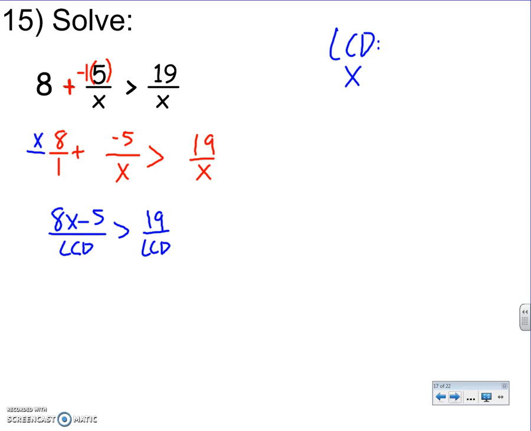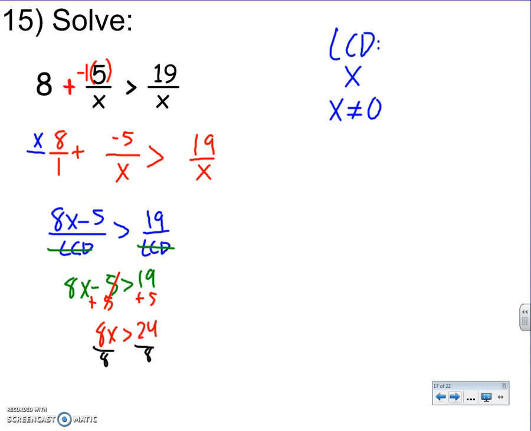Alright, I'm going to get the restrictions out of the way. LCD is just x, so x can't be 0. So now I'm going to ignore the LCD on the bottom and just solve the top. So 8x plus negative 5 is greater than 19. It's an easy Algebra 1 problem. Solve for x, add 5 to both sides. So 8x is greater than 24. Divide both sides by 8. X is greater than 3.